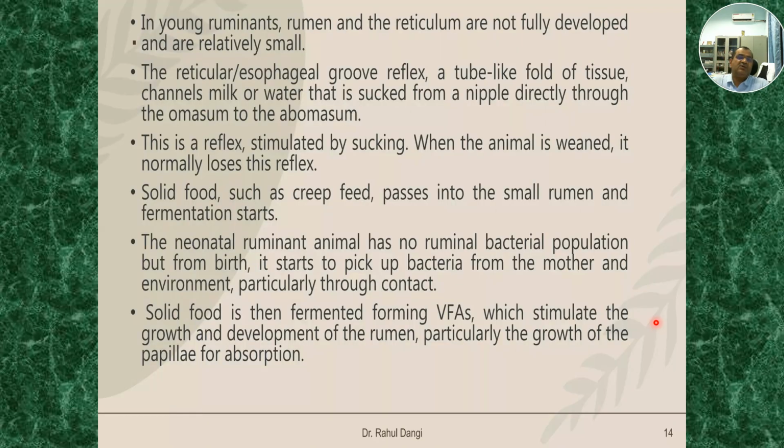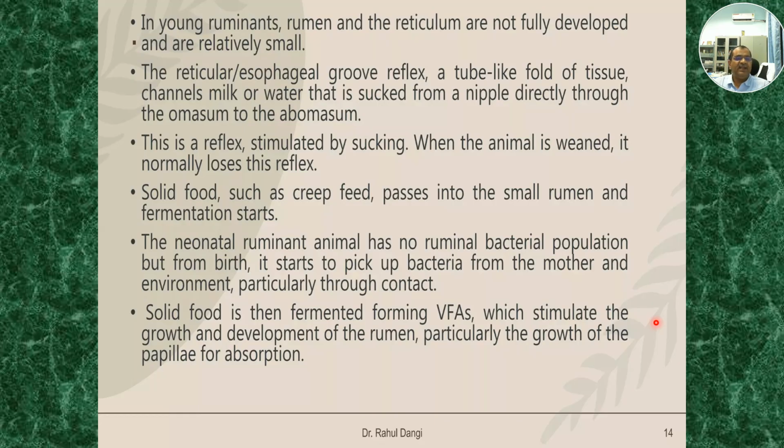In young ruminants, suppose a calf is born today and it has to become a ruminant. It will not suddenly become a ruminant, but takes certain time. In young ruminants, the rumen and reticulum are not fully developed and are very small compared to adult ruminants, where two-thirds of the peritoneal cavity is occupied by the rumen. It holds about 150 kgs, about 75 to 80 liters of water, apart from the 25 liters of saliva poured by different salivary glands.